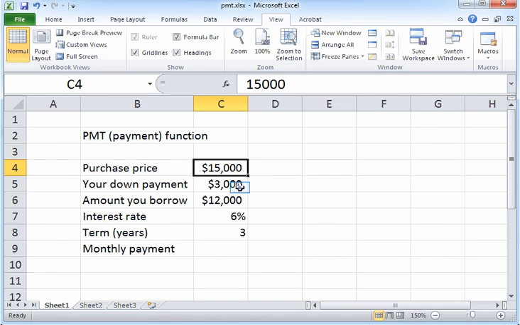So the purchase price of your car is $15,000. Of this amount, you are able to pay $3,000 out of your pocket. So you borrow the difference of $12,000 from the bank. As you can see, we can let Excel compute the difference of $12,000, C4 minus C5.